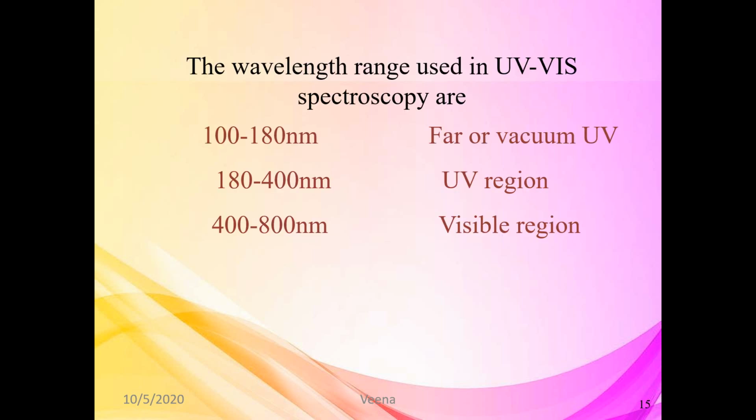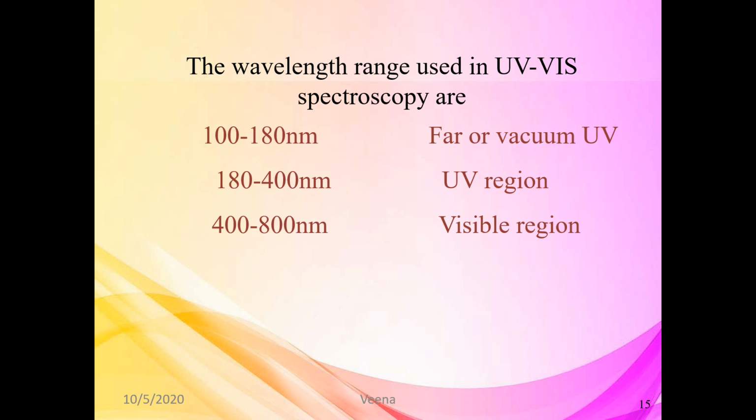The wavelength range used in UV visible spectroscopy from 100 to 180 nanometers is called the far or vacuum UV region. So to use this range of wavelength, the instrument is designed to maintain vacuum. Hence this part of the spectroscopy is called vacuum UV spectroscopy.